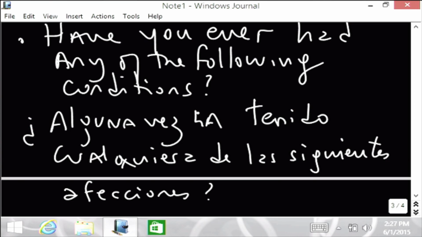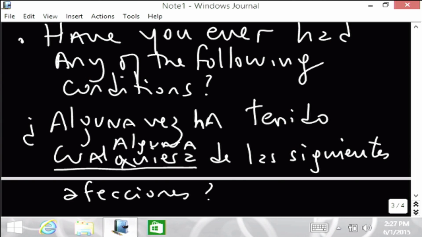This is fine, this is acceptable. ¿Alguna vez ha tenido cualquiera de las siguientes afecciones? You could change this cualquiera to make it sound better: alguna de las siguientes afecciones. You see, we're trying to clean it up so that it sounds better. So we could say, for example, alguna vez ha tenido alguna de las siguientes afecciones instead of cualquiera de las siguientes afecciones. And this is again to show that any very rarely transfers into Spanish as cualquiera or cualquier in sight translation.